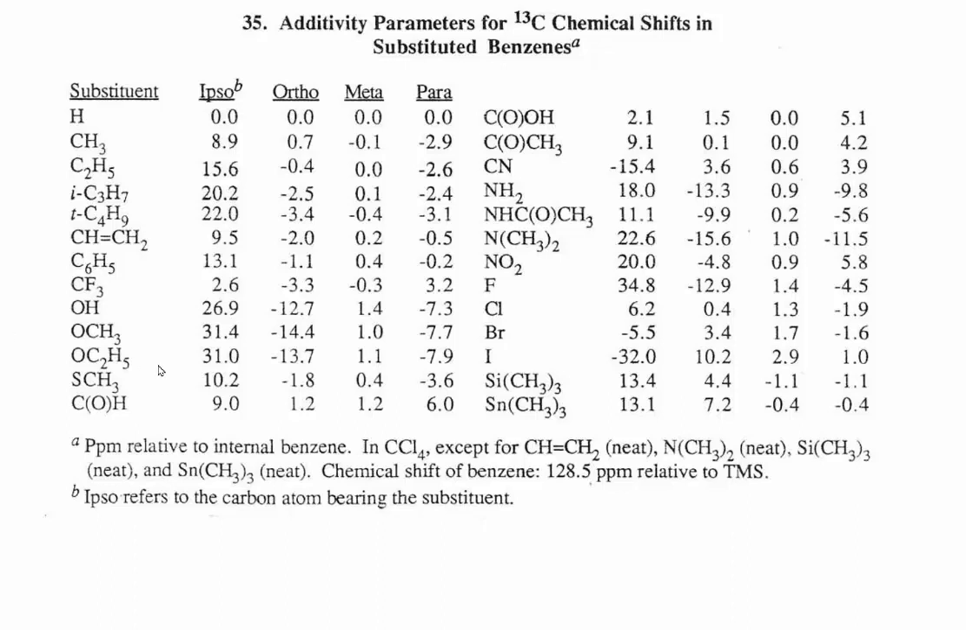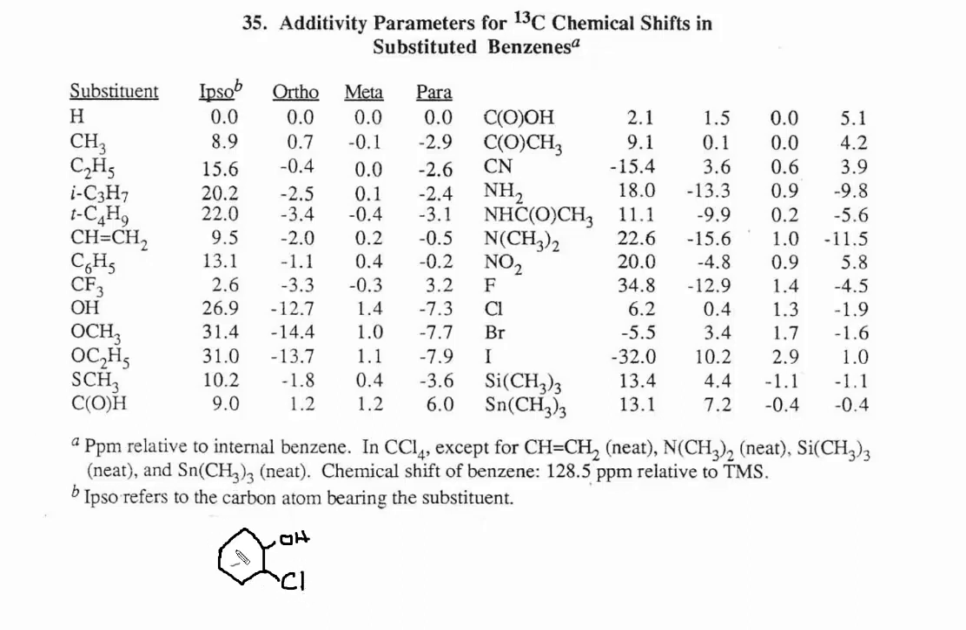I want to show you how to use a table of additivity parameters to predict the chemical shifts for the carbon atoms in a benzene ring compound that has substituents on it. Let's draw the structure first. Here we have a benzene ring. We need an example here, so I'm going to put an OH at this position and a chlorine at this position.